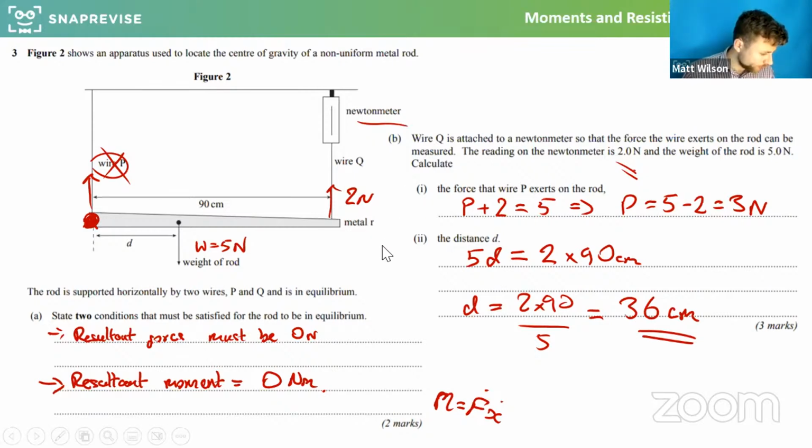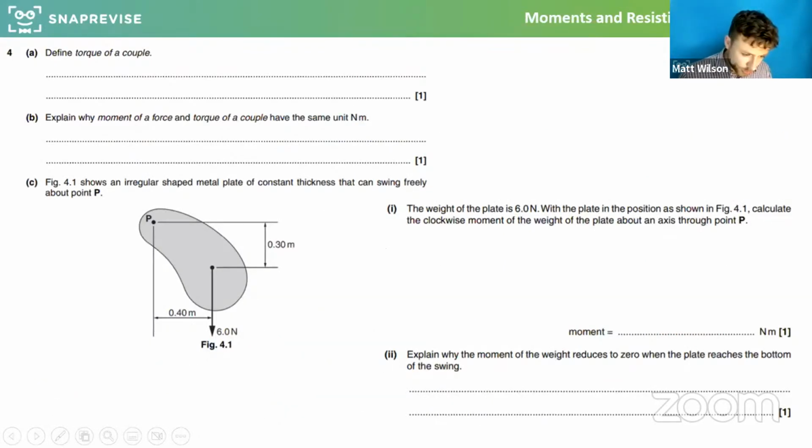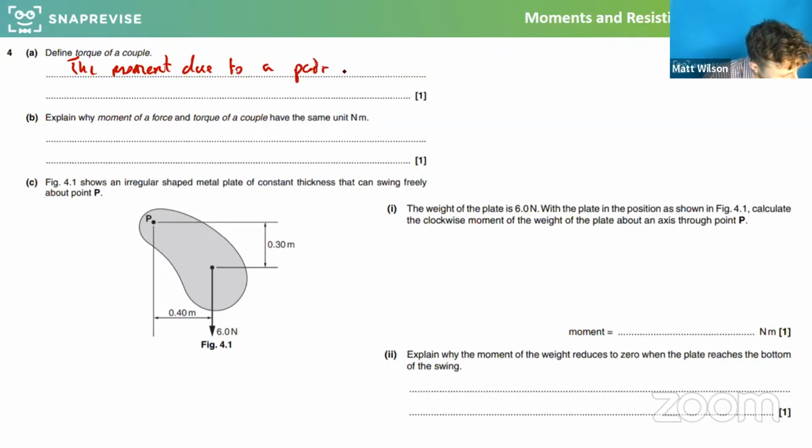Great, okay. So now we've got a couple of final questions before we wrap up. We're asked to define the torque of a couple. The torque of a couple is the moment due to a pair of equal, opposite forces which could in principle have been at different places.